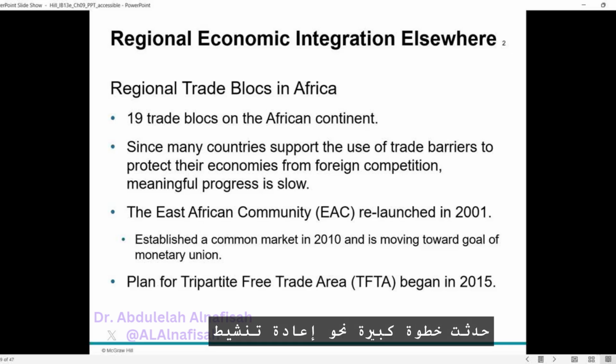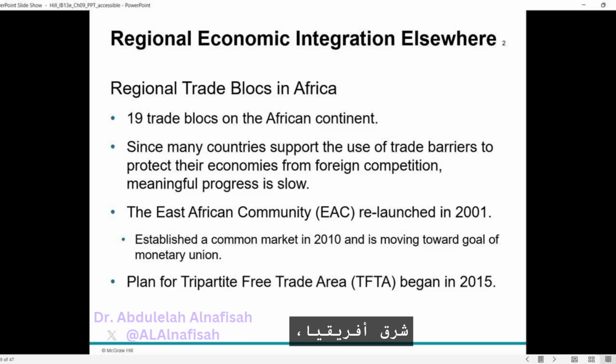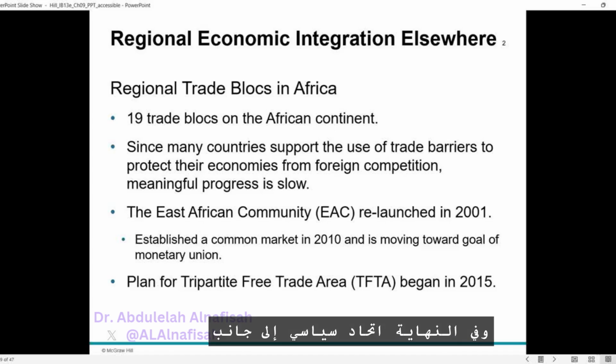A significant move toward re-energizing trade in Africa occurred in 2001, when Kenya, Uganda and Tanzania relaunched the East African Community, EAC, which had collapsed 24 years earlier. This new attempt aimed to create a customs union, regional court, legislative assembly, and eventually a political federation, alongside cooperation in areas like immigration and infrastructure.